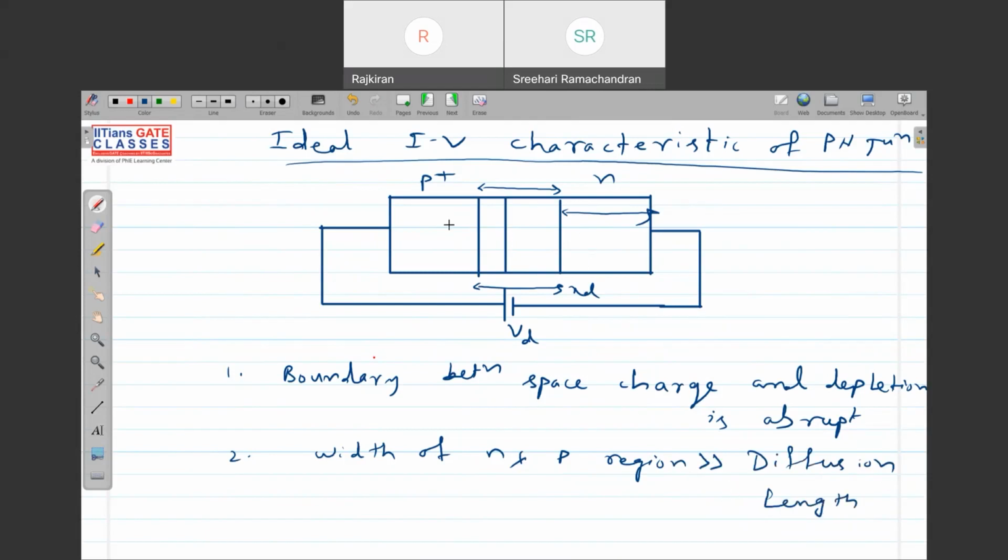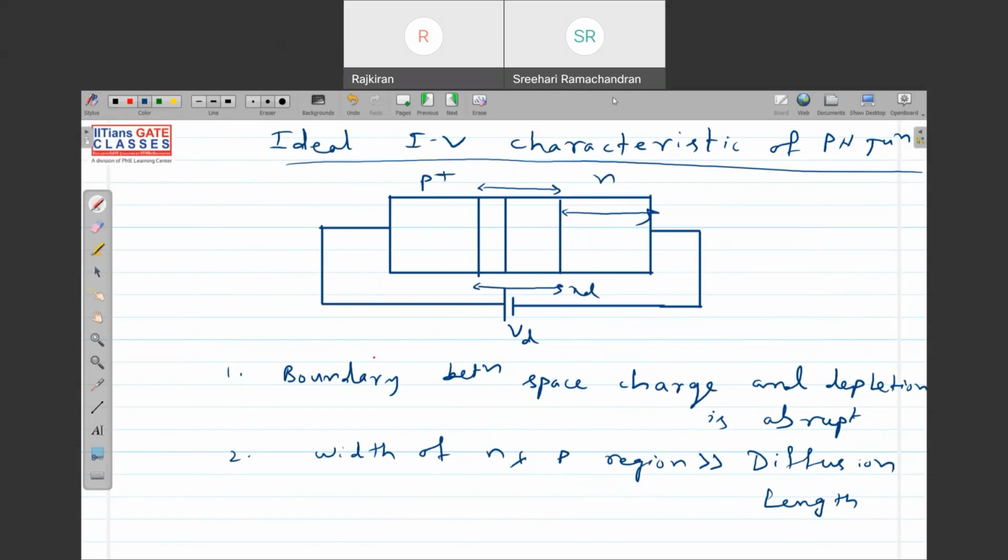Whenever holes are injected from the P side to the N side, they will diffuse in the N region. The diffusion length is nothing but the average length traveled by the carrier in the N side before they recombine. Are you getting?